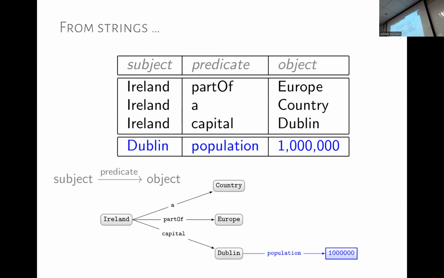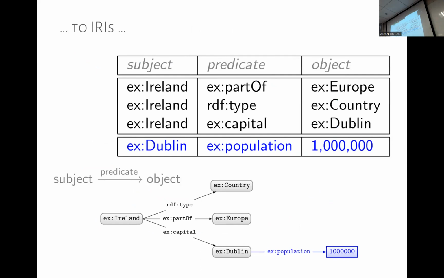So from strings, we spoke about it in this generic way. We have all these strings, but we know that these strings can be ambiguous. For example, Dublin could be a city in Ireland, or it could be an Irish bar in Bella Vista. What we're going to do is use these web identifiers. We're going to have to create some sort of namespace or URL, and we're going to start naming things. So we have Ireland, part of Europe, Ireland type country, Ireland capital Dublin, Dublin population 1 million.